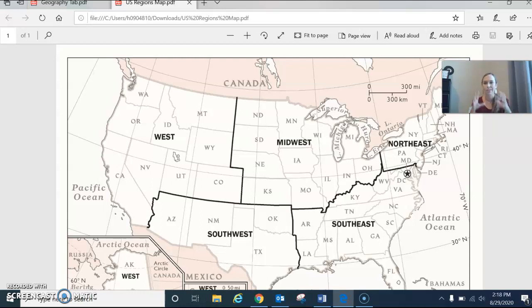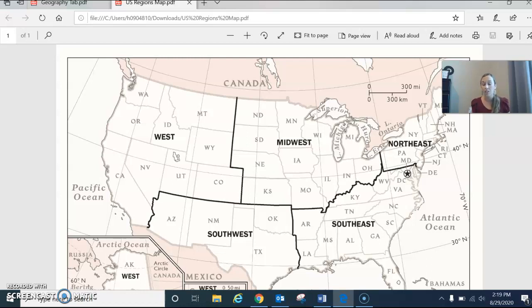If it were a map just of Texas and you saw that symbol, that would mean that's the capital of the state of Texas, which we all know is Austin. That's right. And so on our map here of the United States, we see that circle with the star inside, and that is the capital of the United States. That is Washington, D.C.